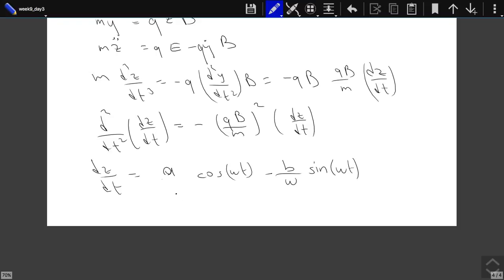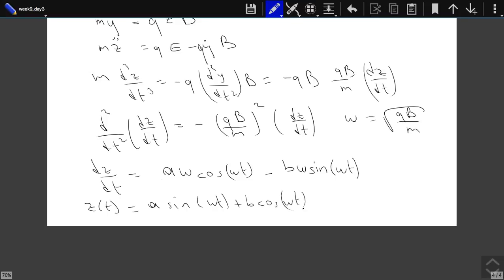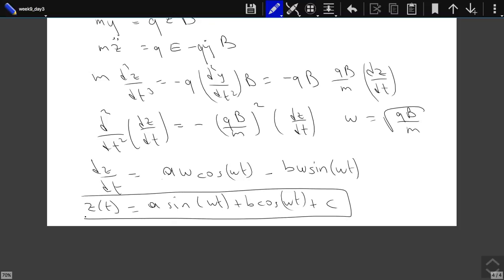No, sorry. Let me change my definitions of constants, where I define omega to be q b over m. Well, this basically tells me that z as a function of time t is equal to a times sine omega t plus b times cosine omega t plus c. This is the z motion.